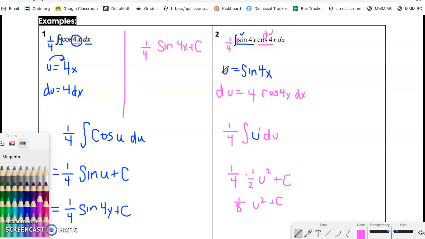And now I'm just substituting my expression for u back in to get 1/8 times sine squared of 4x plus c. Sorry for the errors there, guys. All right, moving on.